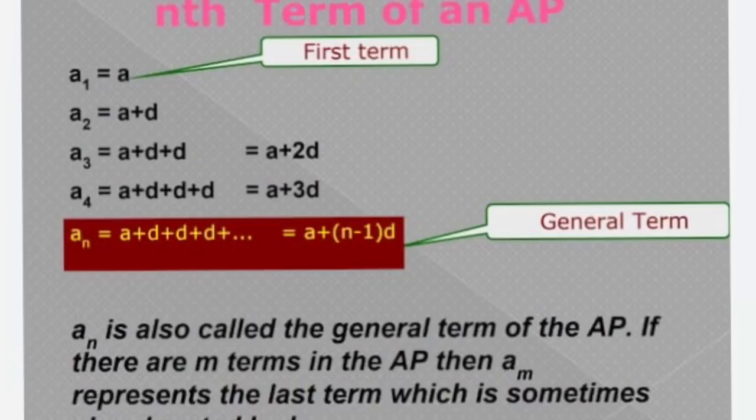and n. Now an is also called the general term of the AP. If there are m terms in the AP, then am represents the last term. Sometimes we write the last term by l also. Small l is the notation used for the last term.